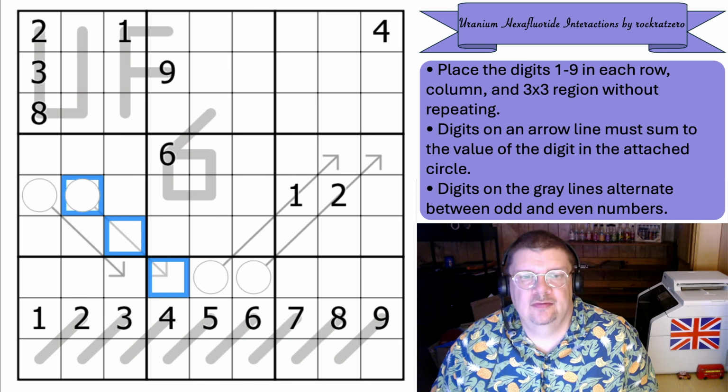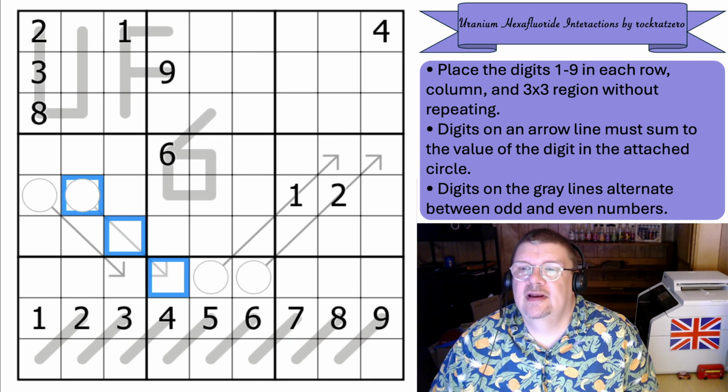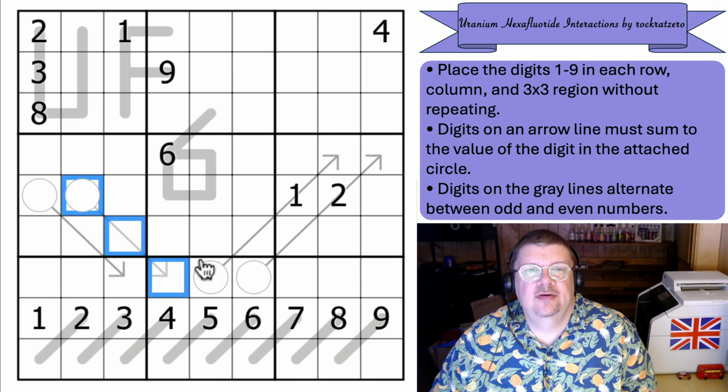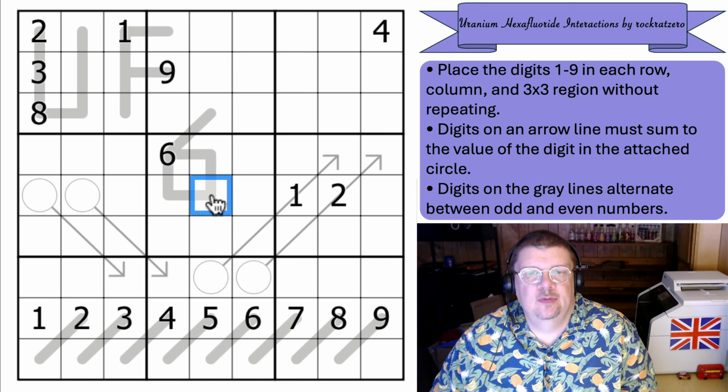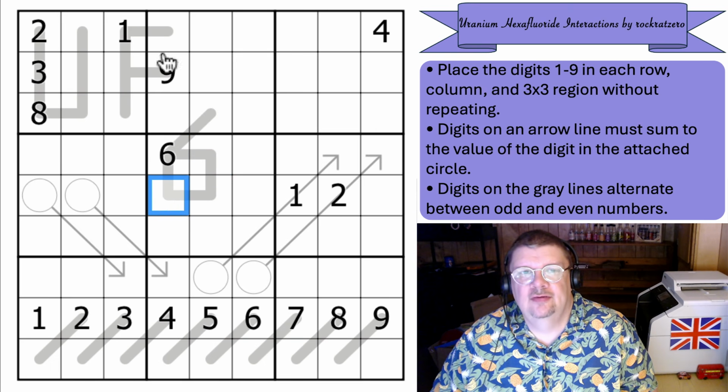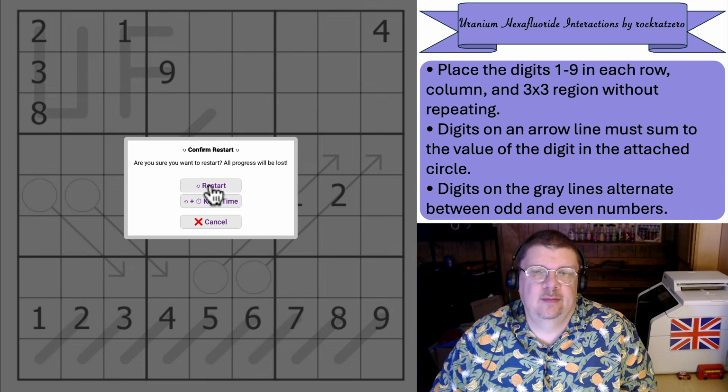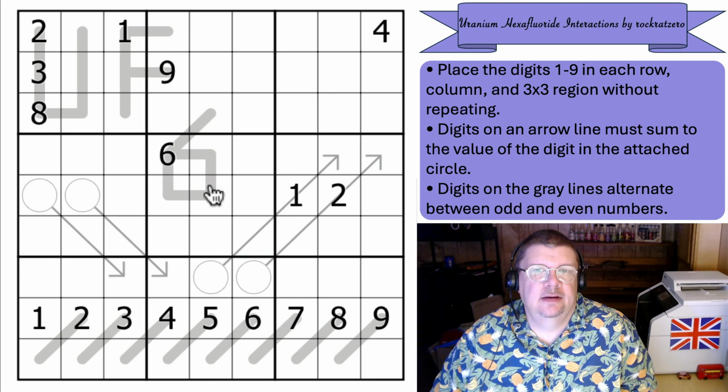Okay, let's clear that. Digits on grey lines alternate between odd and even numbers. So we can see that this is an even number. So this must be odd, this must be even, this must be odd, and so on for all the lines. All right, I'm going to restart the puzzle to reset the timer. And let's begin.